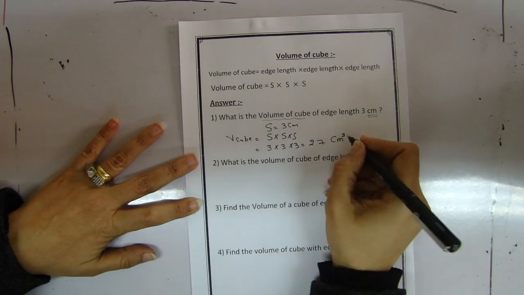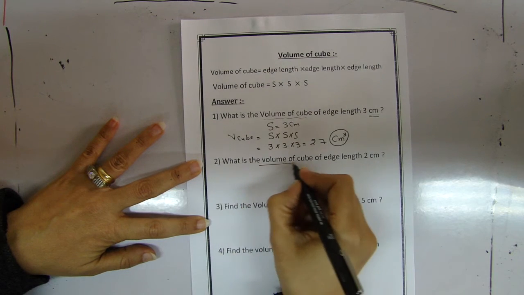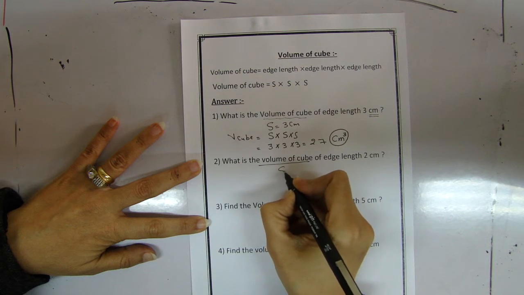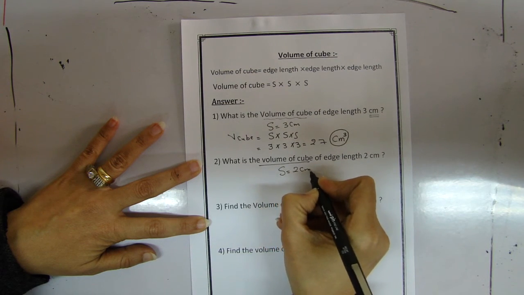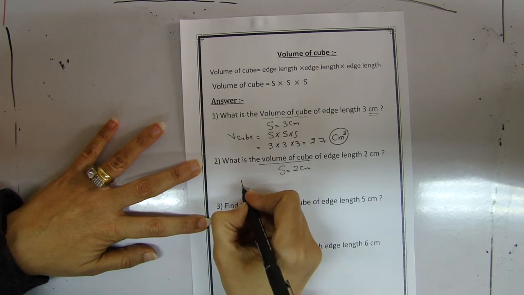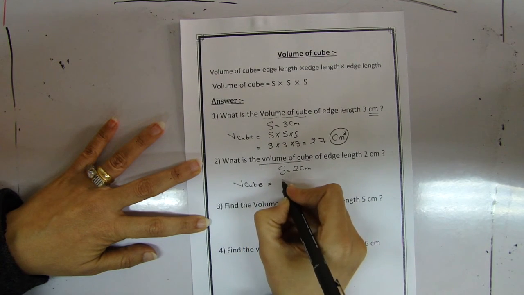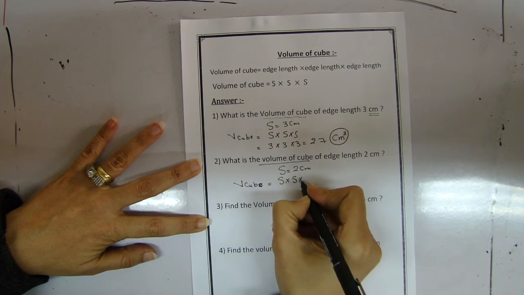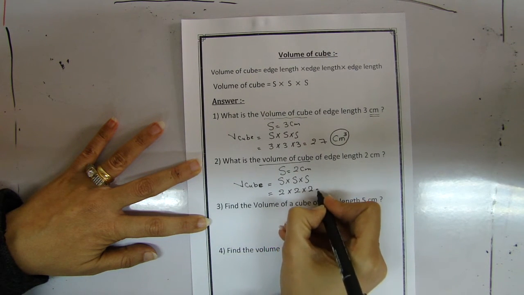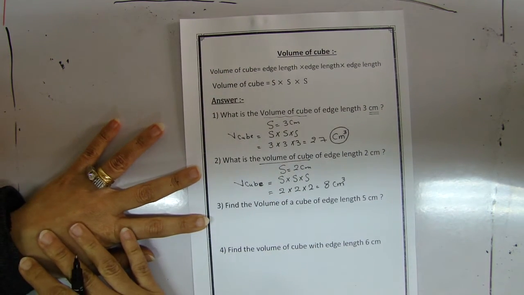Okay? Number 2, what is the volume of cube of edge length 2 centimeter? Then side equal 2 centimeter. Volume of cube equals side times side times side. Then 2 times 2 times 2 equals 8 cubic centimeter.